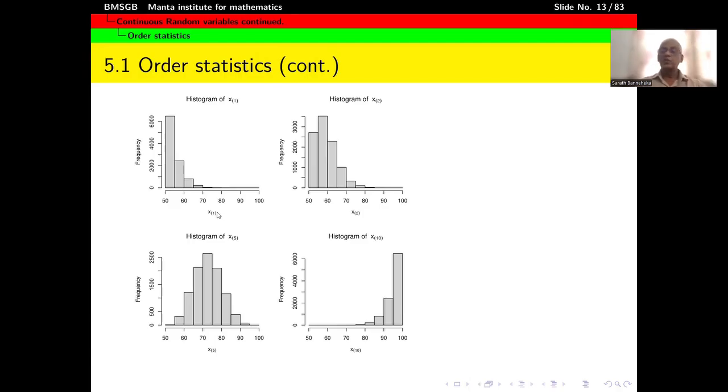Now, I would like you to think in this case, why do we have this shape for x1, that is the minimum order statistic? Why do we have this shape for the maximum order statistic, the sampling distribution of the maximum? Why do we have this shape and this shape and so on for these particular order statistics when we are taking a random sample of size 10 from the uniform distribution?